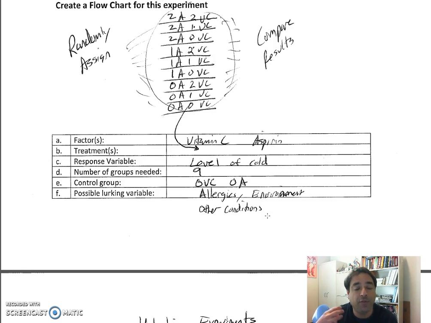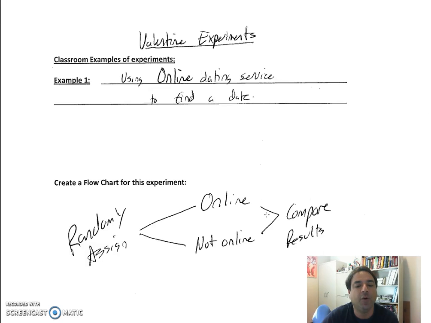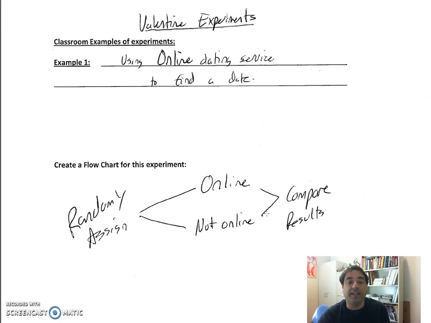Okay? I'm going to go over 3 more experiments for you, just to make sure we have the idea. So here's a Valentine's experiment. We're going to try online dating to see if we can find a date. And that's all the information I've given you. So since we only have 1 factor, using online dating, I'm not going to make a table. We're not mixing 2 factors or more. So since we only have 1 factor, we're not going to make a table.